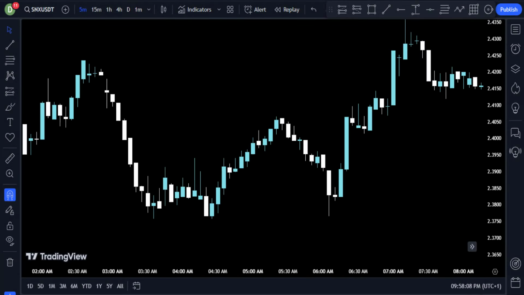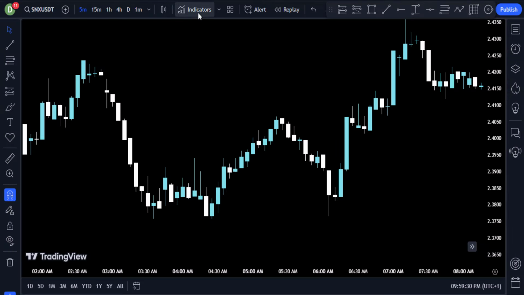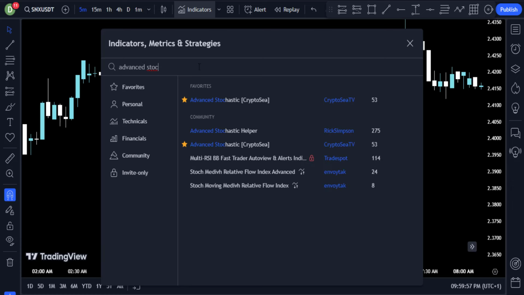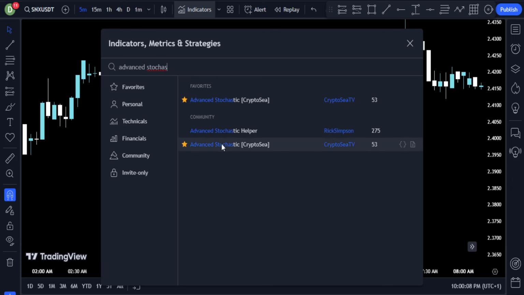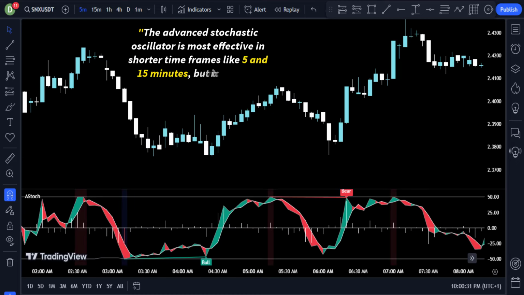Now, let's kick things off with our 5th essential indicator on the list. You are going to go to the Indicators tab over here and type in the Advanced Stochastic Oscillator by CryptoCTV. I'm not going to lie, this free tool looks like a premium indicator. The Advanced Stochastic Oscillator works best in shorter time frames like the 5 and 15 minutes, but it also works on the higher time frame as well. But I suggest you test it out with the time frame you are using with your strategy.